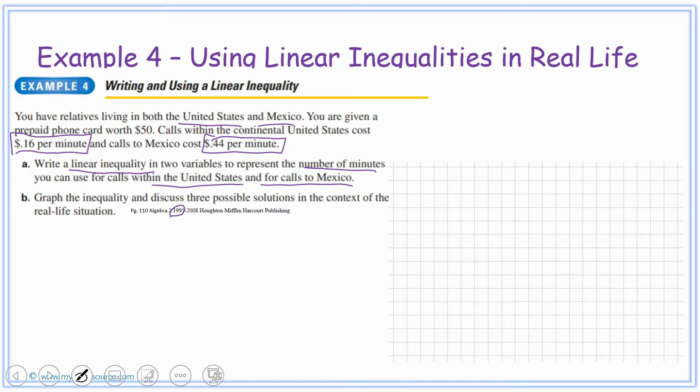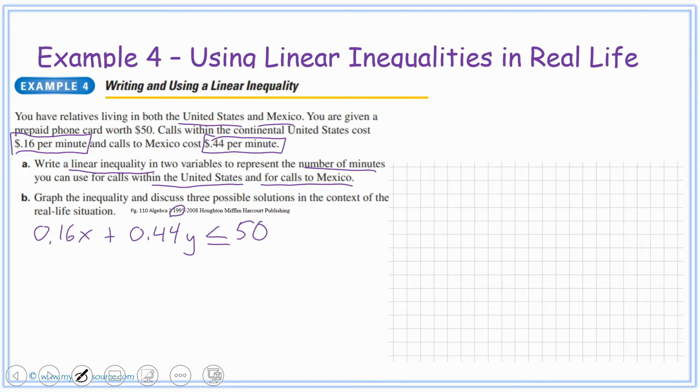If we start with the United States, we have 16 cents per minute, but we don't know what the minutes are yet, so we say x. And then we have 44 cents per minute, but we don't know what the minutes are, so we could write that as y. And it's worth $50. Now, you will either use your whole $50 amount or not. If you don't use the whole 50 amount, then you're going to be using less than the 50. If you decide to use all of that money, then you put an equal sign there, so less than or equal to. So you have now what your inequality is.